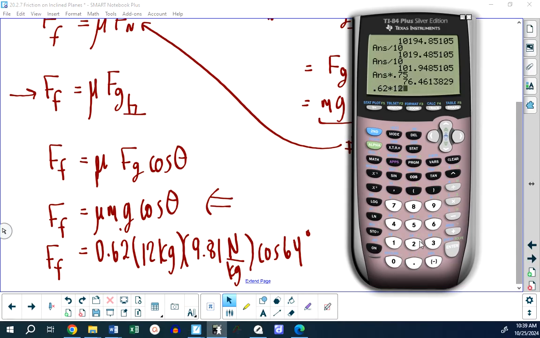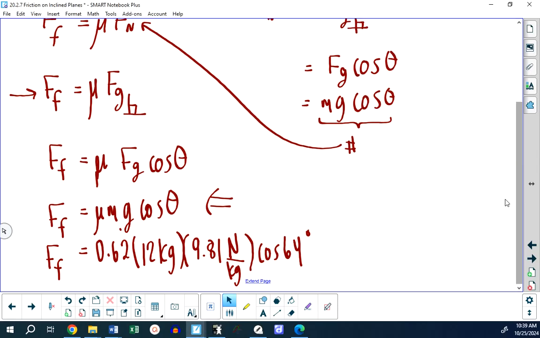0.62 times 12 times 9.81 times cosine of 64 degrees. Those numbers were correct, though, weren't they? Okay. So I'm getting 32 newtons. That's the answer to the question. By the way, we're done this question, okay?